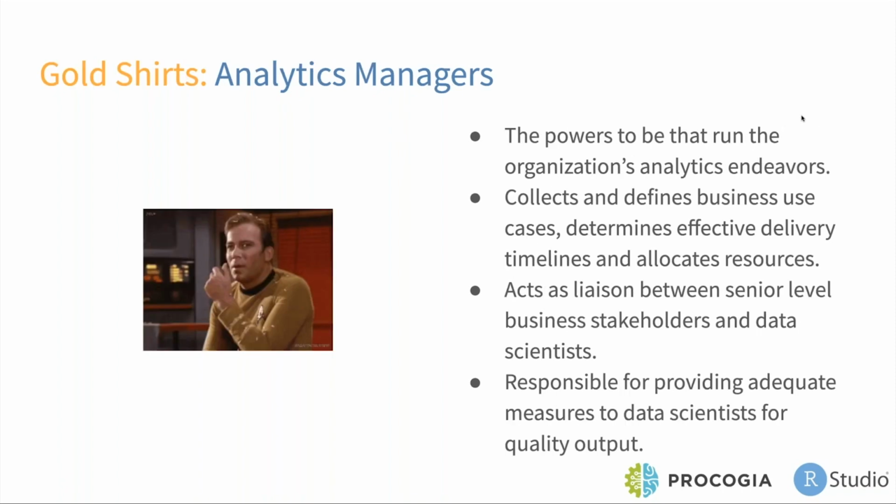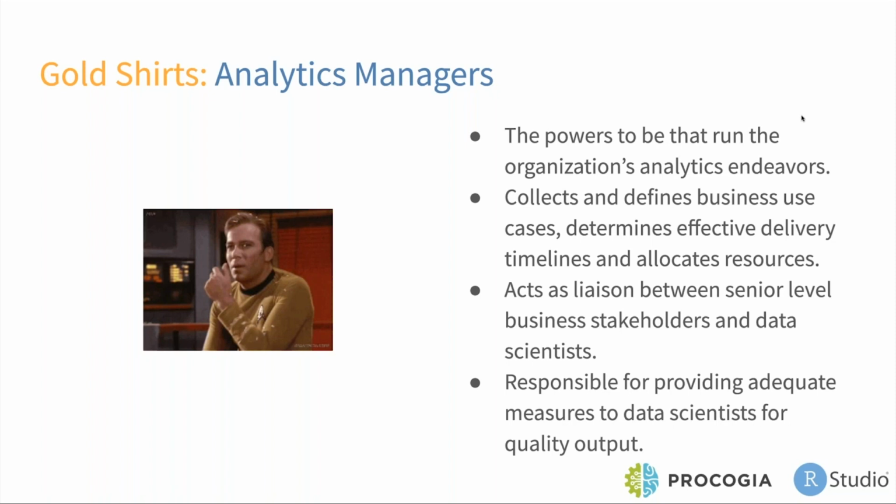Finally, we've got the gold shirts, and these are our managers, our analytic managers, our business managers. And these are the powers that be who run the organizations. And their role is to work with the different stakeholders and understand what are some of the business use cases that the data team can utilize their data for. How can they get timelines and allocate their data scientists effectively towards these and work with the different senior stakeholders to make sure that the data team is providing adequate value to the company.